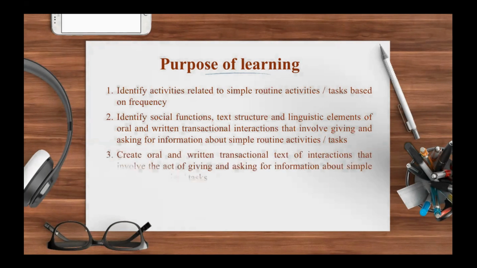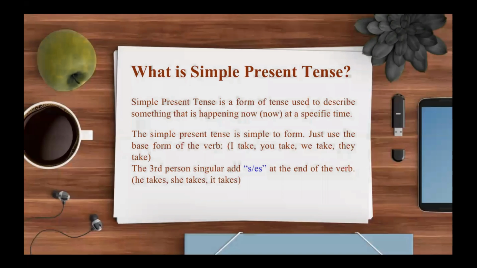Then number three, create oral and written transactional text of interaction that involve the act of giving and asking for information about simple routine activities or tasks. Okay. In this material, if we talk about routine activities, we talk about simple present tense.